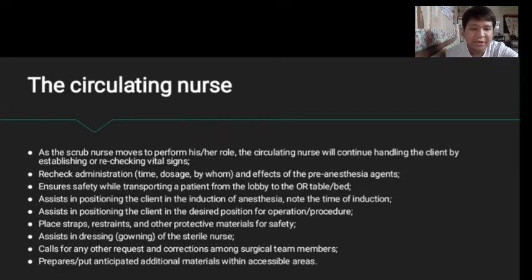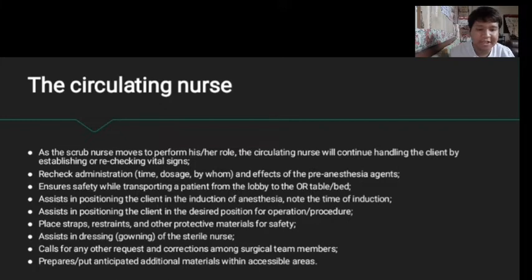And then for the circulating nurse before the surgery, as the scrub nurse moves to perform his or her role, the circulating nurse will continue handling the client by checking the vital signs, since she is unsterile. Then check the administration, the time, the dosage, by whom, the effects of the anesthesia, as partner of the anesthesiologist. Ensure safety while transporting the patient from the lobby onto the OR table or to the bed, assess the position of the client, and during induction of the anesthesia, she assists with everything.